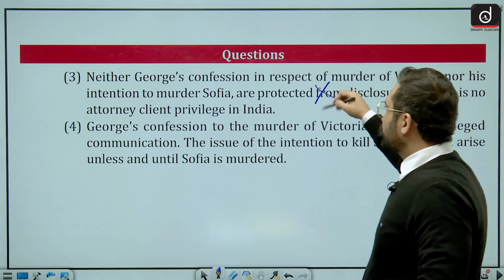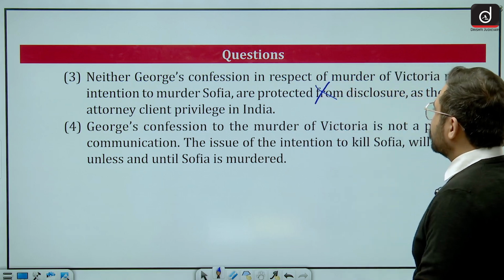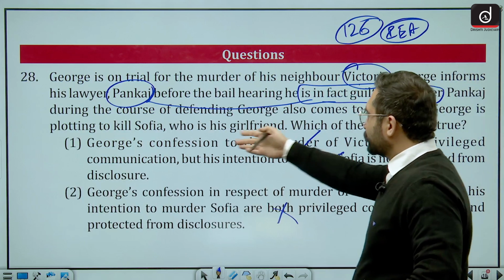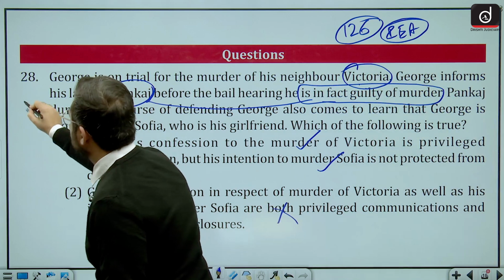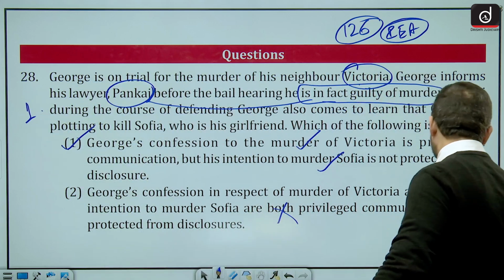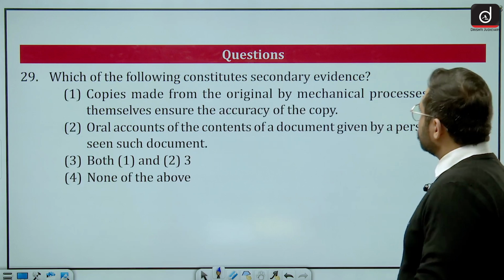That is not the case at all. Then what is the use of 126? George's confession to the murder of Victoria is not a privileged communication. This is also not right. So obviously, the first one turned out to be correct. So 28, option 1 is your answer. It was very simple. These all four were very simple.